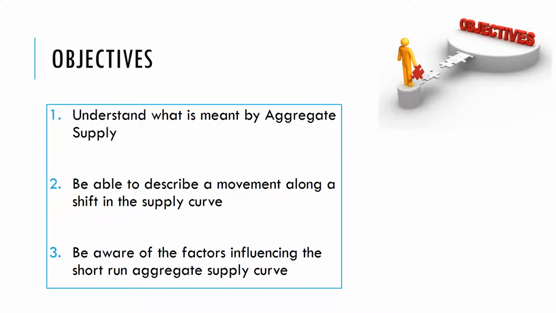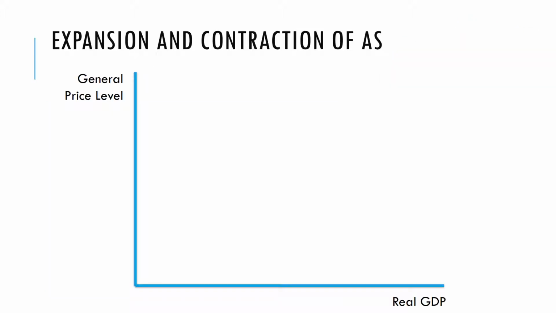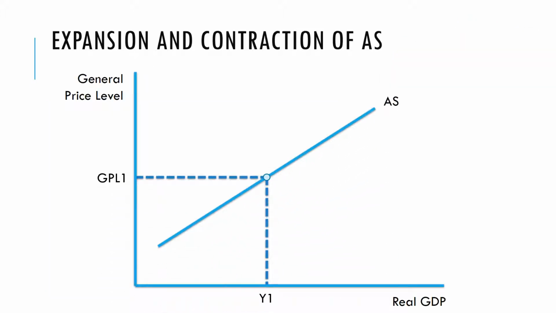Okay, so we've looked at what is meant by supply curve. Let's move on to movements along. So here is our AS curve, and currently in our economy, we're imagining that the price level here is at general price level 1, and that would lead to a planned level of output of Y1. Now, what would happen if the level of prices in the economy rose, if there was inflation, and price level rose to price level 2?